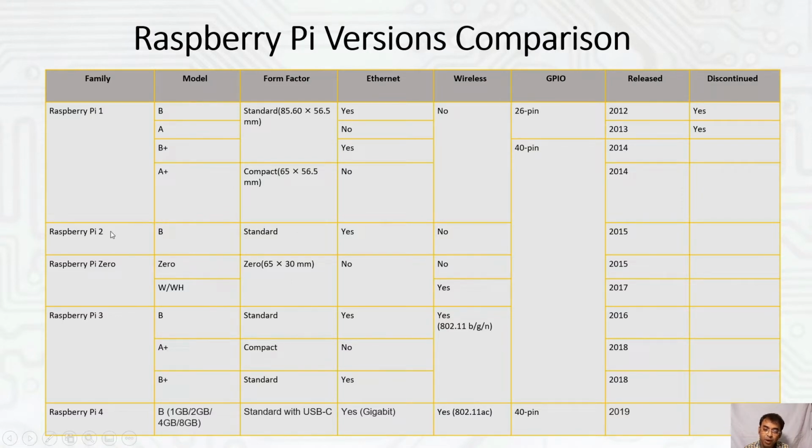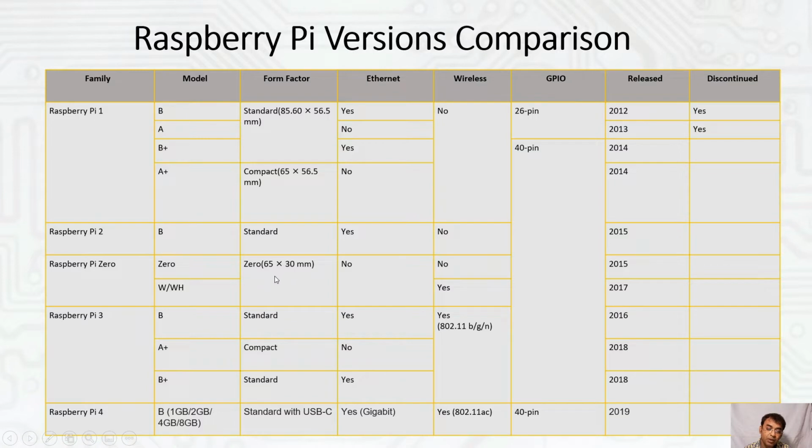Then come to Pi 2. The form factor is standard, that means 85.60 cross 56.5 millimeter. Ethernet is available, no wireless communication, pins are 40, and released in 2015.